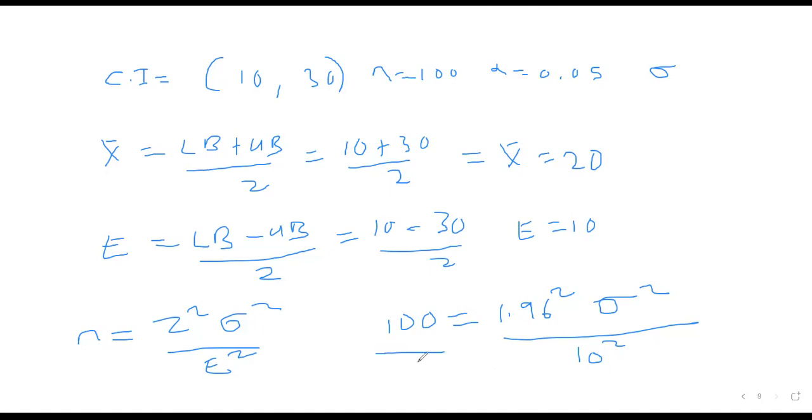So we just cross multiply here. So here we're going to have 1.96 squared times variance over 10 squared equals 100. So we divide by 1.96 squared on both sides. The answer we get is your variance, and you divide it by 1.96 squared. You square root it to get the standard deviation.